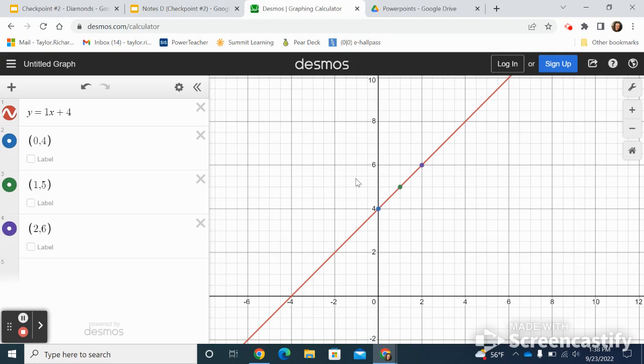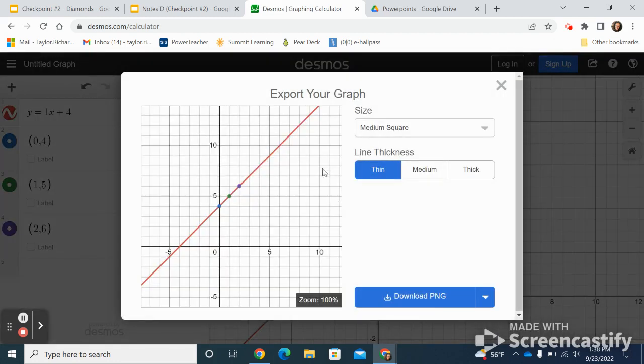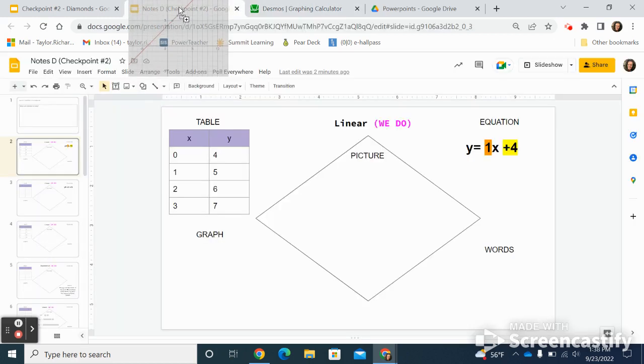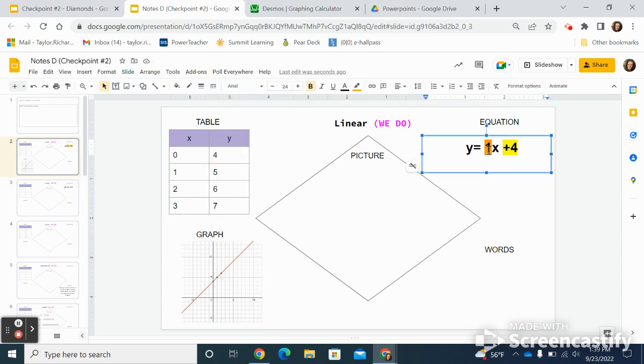So what you're going to do to get this graph over to your diamonds is you're going to follow the arrows. The first arrow I see is up here in the top right. I'm going to click on that. The next arrow I see is right here where it's kind of going upwards. I'm going to click on that. And then all you have to do is click this picture and drag it over to your diamond and just drop it in your diamond. And there is the graph that you just made that matches this table, that matches this equation.